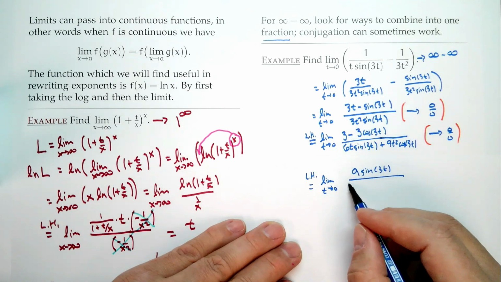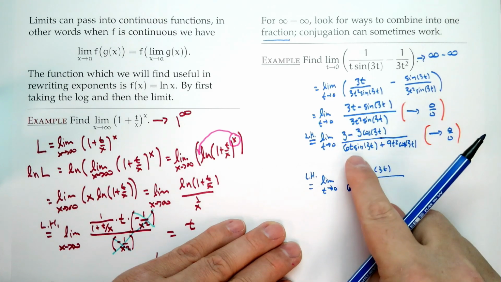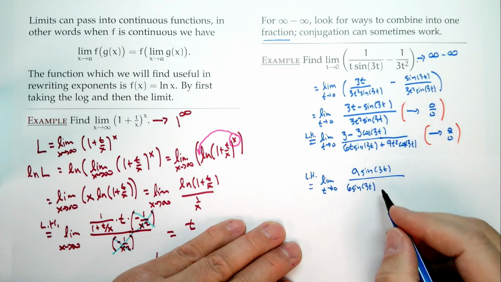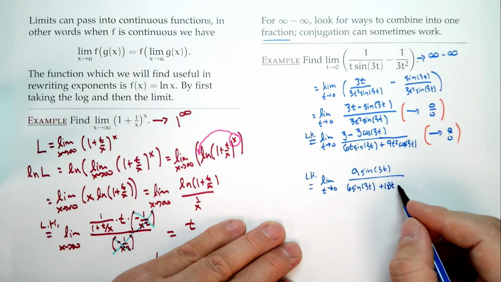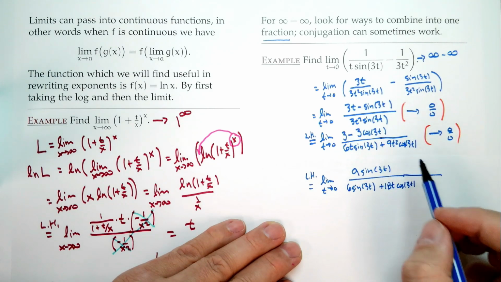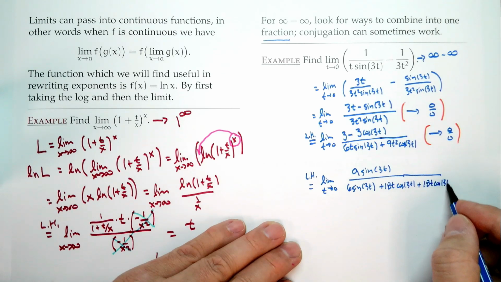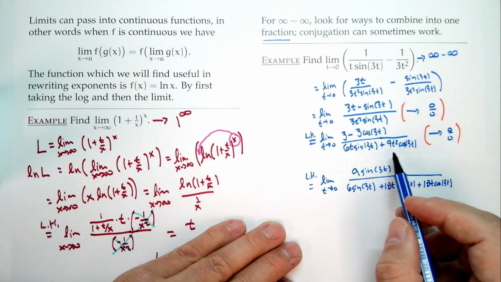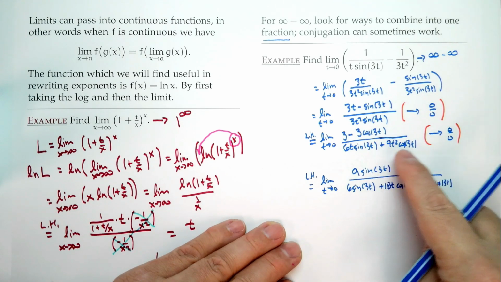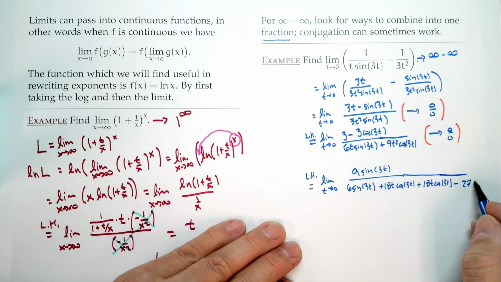We get 6 sine of 3t. Then the next term is going to be 6t times the derivative of sine of 3t. Well, that'll be 18t cosine of 3t. Then we go to the next term. Well, again, product rule. There's another 18t cosine 3t. And then we're going to have 9t squared times the derivative of cosine 3t, which will be minus 27t squared cosine 3t.